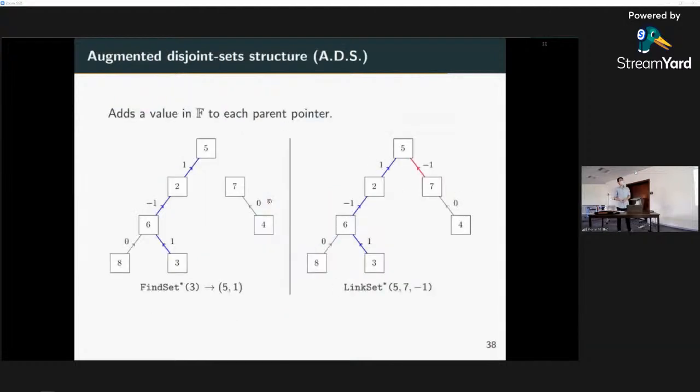To do that, we modify our disjoint set structure by adding values between the nodes, between the parent nodes. The modified version of find set returns 2 values. If we call find set 3, just as before, we get the root of the set, so 5 here, but we also get the sum of the values along the path. So here, 1 minus 1 plus 1 equals 1. And the link set operation is similar to before. However, we add a value to the edge that we're adding to the disjoint set structure.